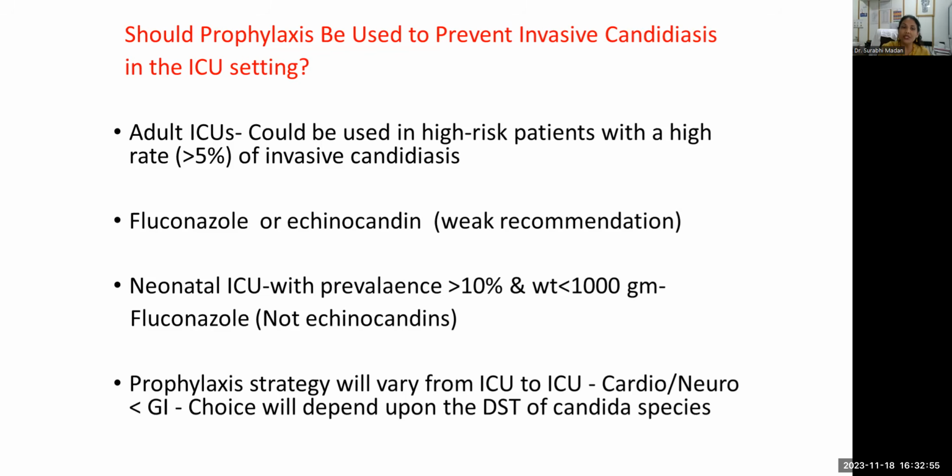On the other hand, in neonatal ICUs, where candidemia or invasive candidiasis is more than 10% and the weight of the neonate is less than 1 kg, there fluconazole, not echinocandins, could be used as prophylaxis. Again, the prophylaxis strategy varies from ICU to ICU. For example, in GI ICUs, where you have a lot of gastrointestinal surgical patients, the incidence of invasive candidiasis will be higher as compared to the cardio and neuro ICUs. And again, the choice of antifungal will depend on the DST of the Candida species, as you see in your ICUs.